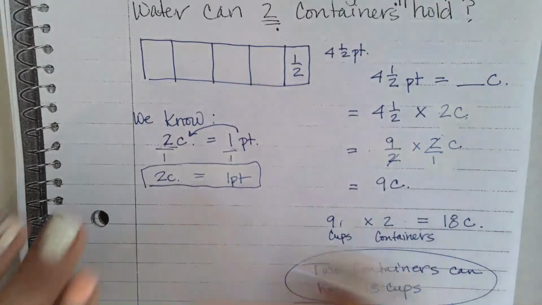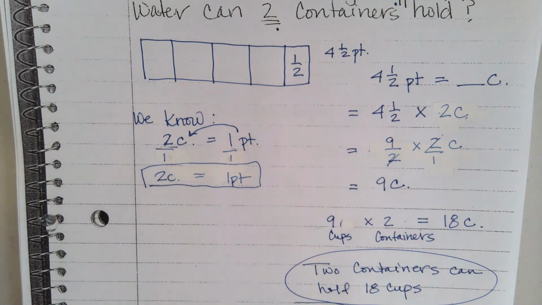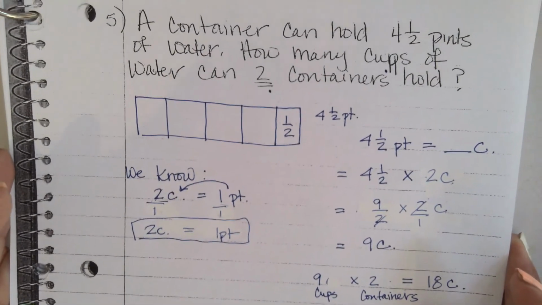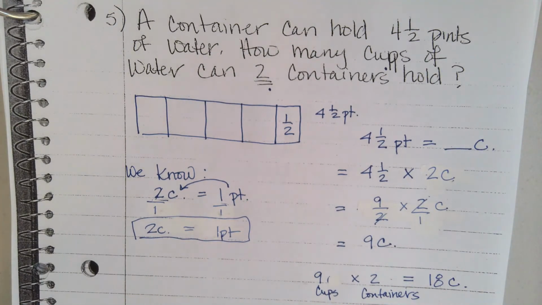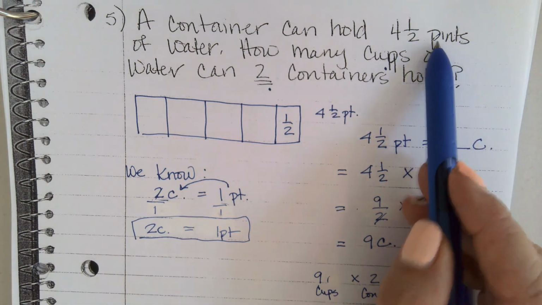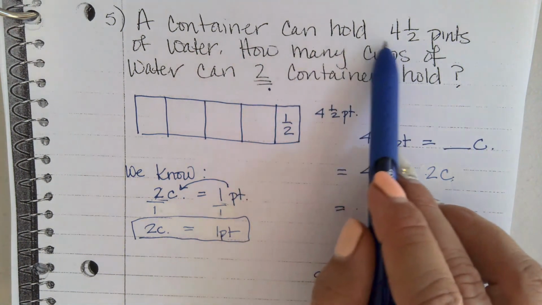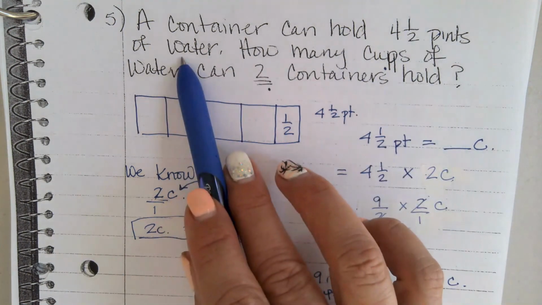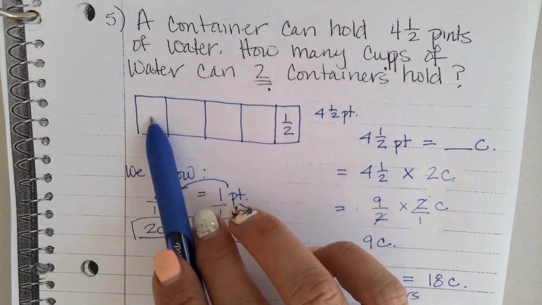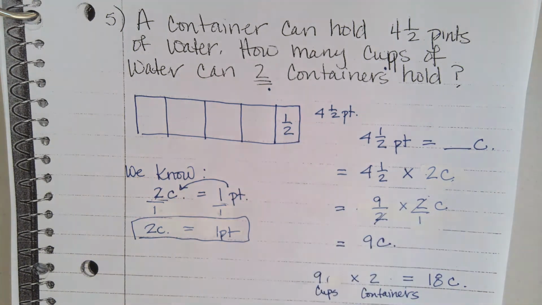All right. Sorry, I started steering us in the wrong direction there, but we flipped it around and I stopped to think about what I was doing for a second. And, that's what you do in math. You're always stopping and going, wait a minute. I'm going from pints to cups. A container can hold 4.5 pints of water. How many cups are in each? Then we had to figure out how many would just be in 2 containers, right?